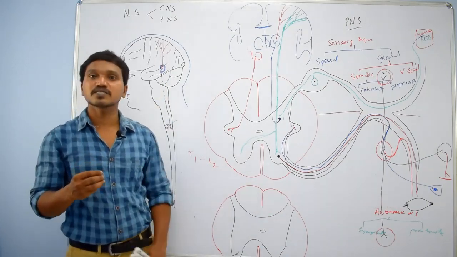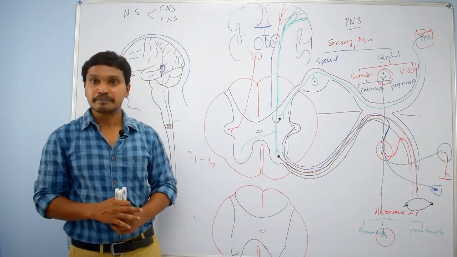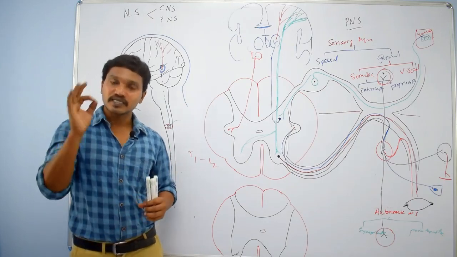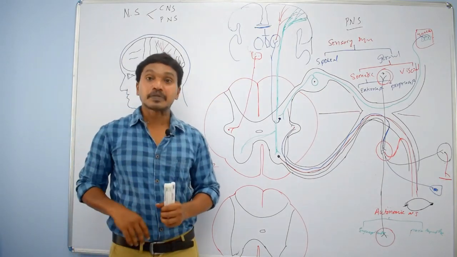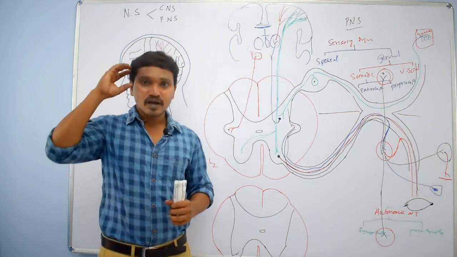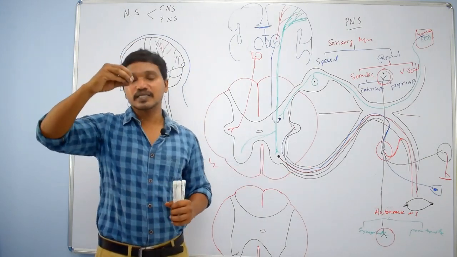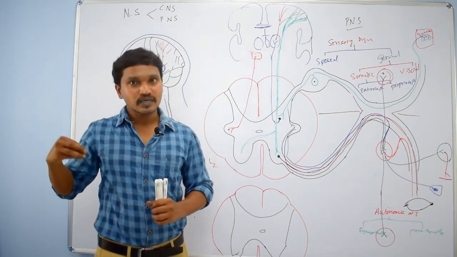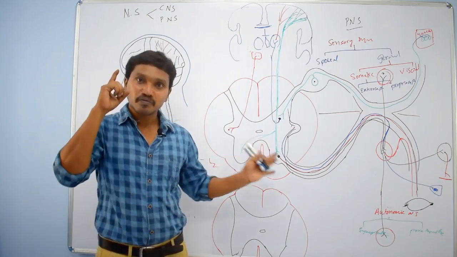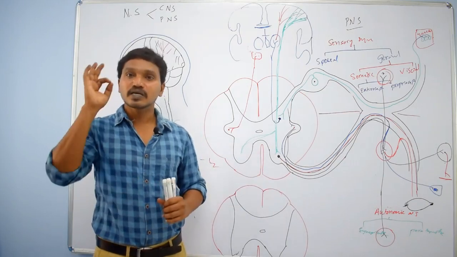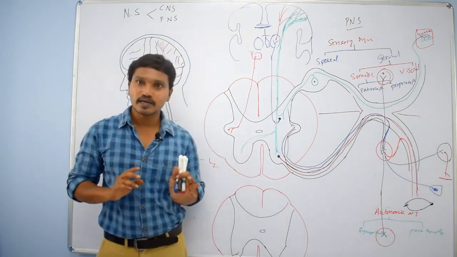If the sympathetic nervous system activates, what will happen? I will tell you in the next step. But let me first explain the structure of the parasympathetic nervous system. The parasympathetic nervous system is a craniosacral outflow. Craniosacral outflow means some cranial nerves carry the secretomotor or parasympathetic fibers, and some sacral nerves carry the parasympathetic fibers. So we call the parasympathetic nervous system the craniosacral outflow. Clear?